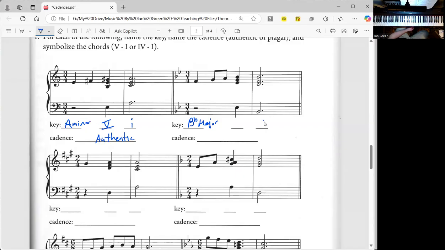Now we also have a B flat here. So that means the tonic note of B flat major, B flat, is that second chord in the progression. Now, the first note is E flat. And if we think of the scale, this first chord is going to be the 4 chord, the subdominant. So then this cadence is plagal, 4 to 1.